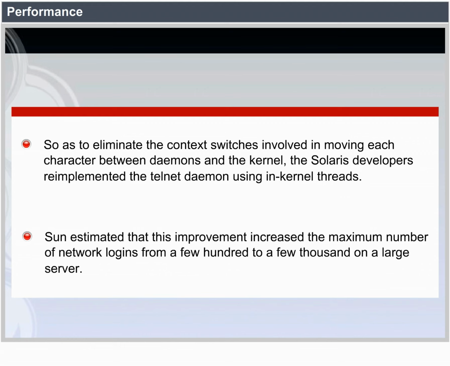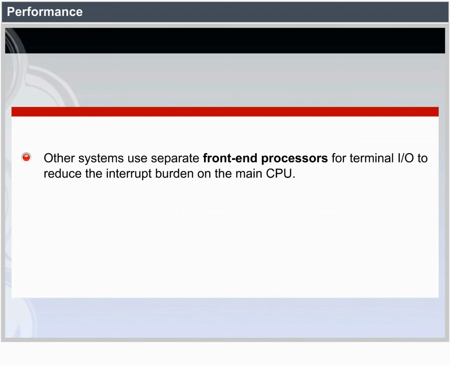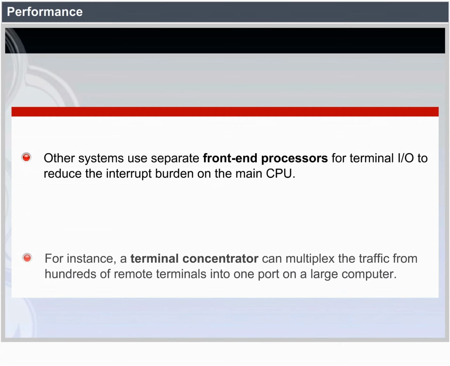Other systems use separate front-end processes for terminal input-output to reduce the interrupt burden on the main CPU. For instance, a terminal concentrator can multiplex the traffic from hundreds of remote terminals into one port on a large computer.